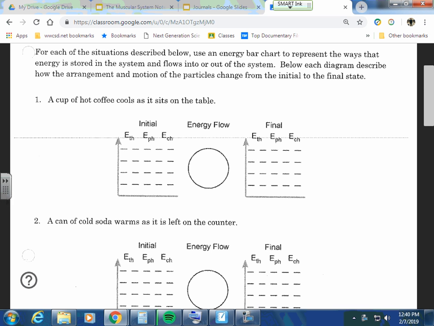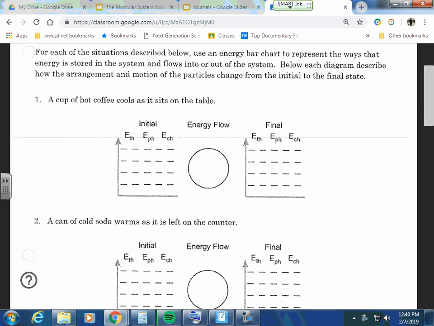So we are doing LOL charts. LOL charts to talk about energy transfer into or out of a system. So we have to understand what the system is first. Now, one of my best and brightest, Kelsey, she just said when we're talking about this first one, a cup of hot coffee cools as it sits on the table.